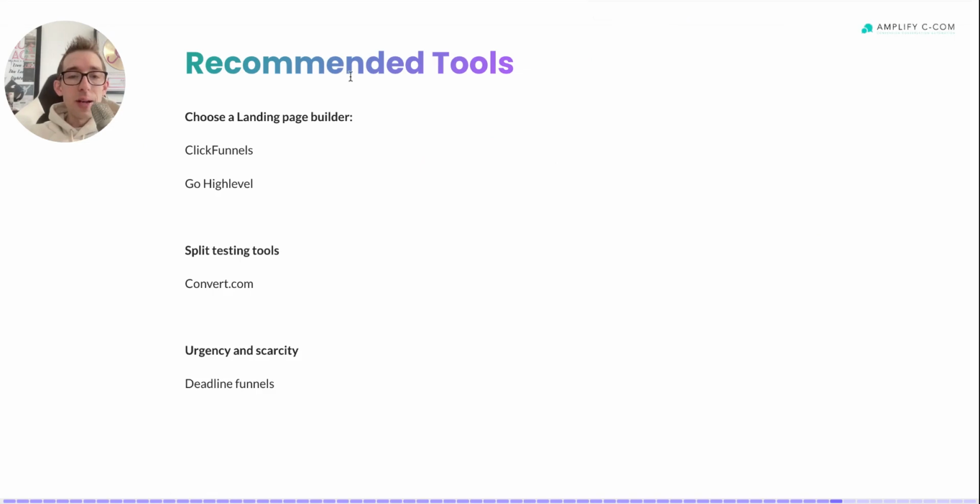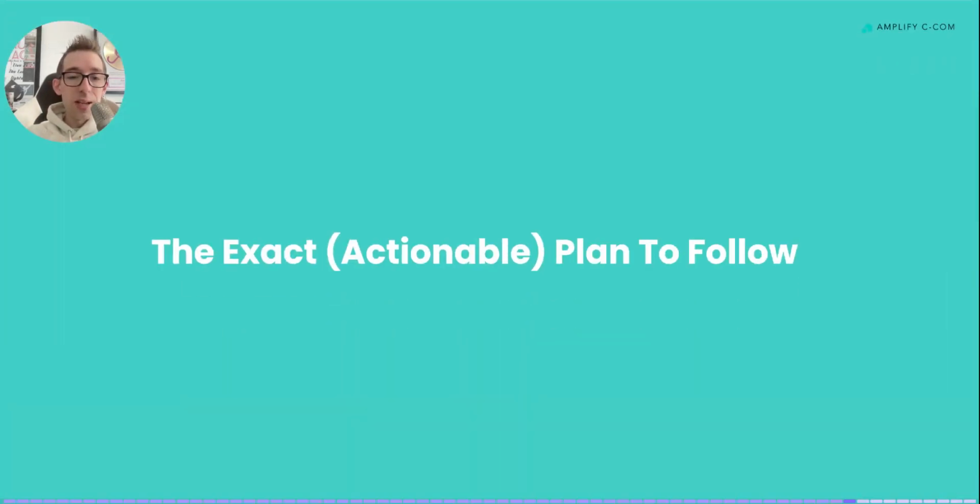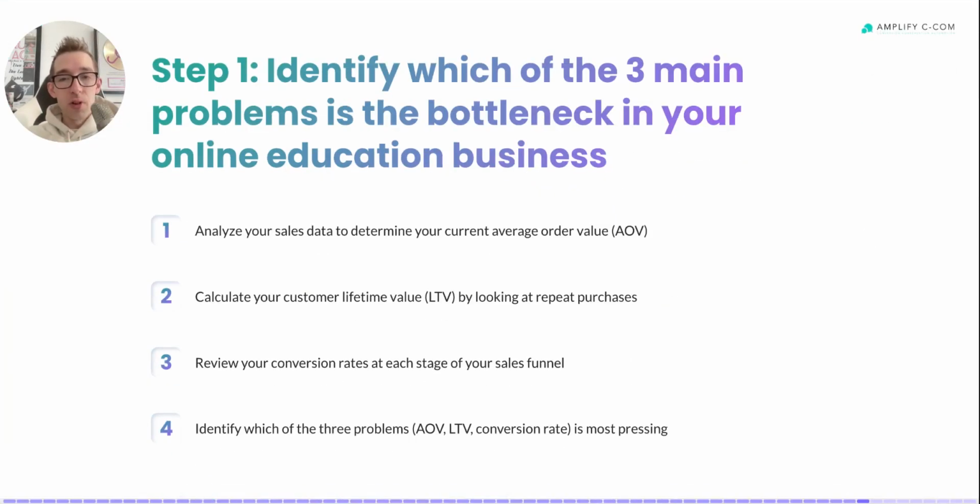So, recommended tools: choose a landing page builder, ClickFunnels, GoHighLevel, anything like that. Split testing tools: if you want to split test some of these things, you can use Convert.com. I'll put a link to that as well. Then urgency and scarcity: adding in things like Deadline Funnels can really help, even with the upsells. So if you want to create more of an impulse purchase in an upsell, then look at adding Deadline Funnels to that.